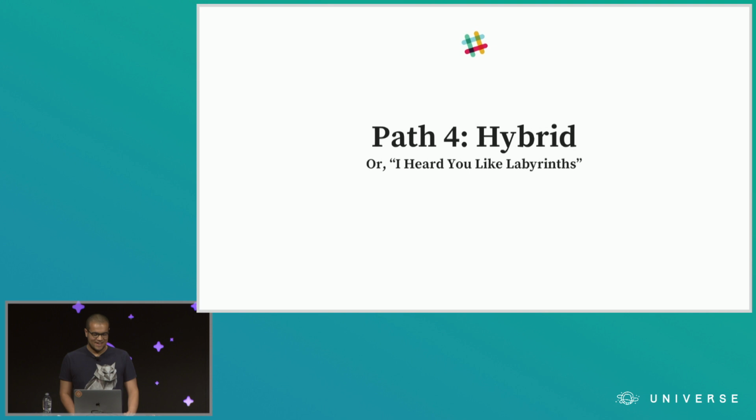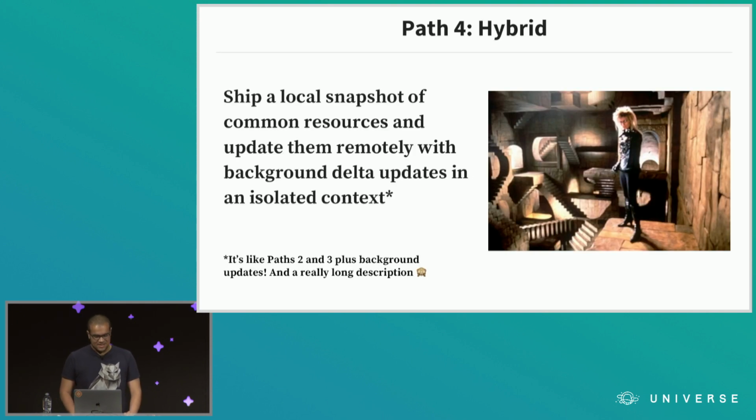This is the hybrid path, or I heard you like Labyrinth. This one's kind of a mouthful. So what we're doing with this is we're shipping a local snapshot of common resources that we've extracted from our web app, and then we're going and updating them remotely with background Delta updates, but still in an isolated context. I think it helps to think of this as we are combining path 2 and 3 and adding background updates. So we are getting context isolation, and we're also shipping local resources.